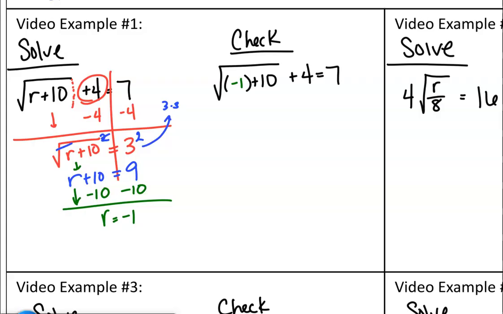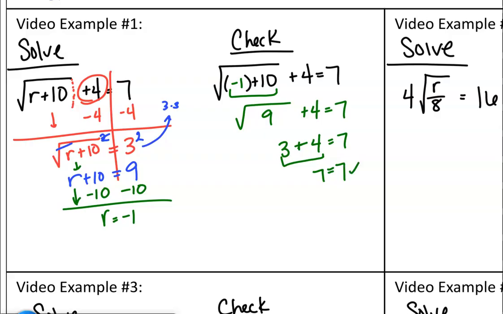When we solve, we work from the outside in, but when we simplify or check, we work from the inside out. So the first thing we need to do is simplify that. Negative 1 plus 10 would be 9. Still have that plus 4 equals 7. The square root of 9 is 3. Plus 4 equals 7, and then 3 plus 4 is 7, which equals 7. Because that came out to be equal, we know that this is the correct answer.